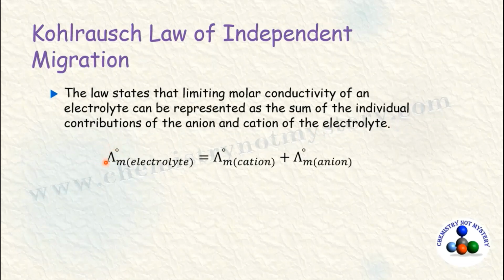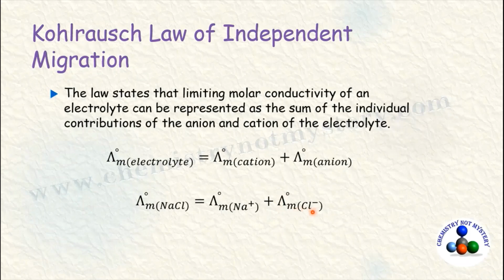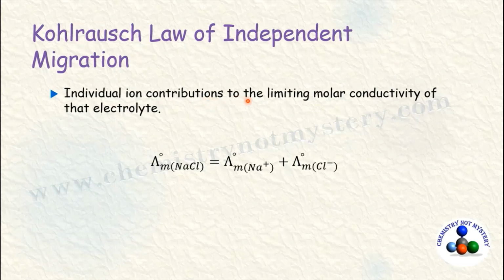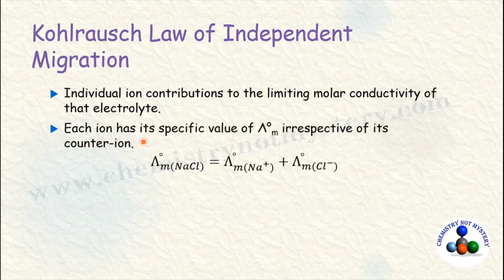That means limiting molar conductivity of an electrolyte is the sum of limiting molar conductivity of cation and limiting molar conductivity of anion. For example, limiting molar conductivity of NaCl is the sum of limiting molar conductivity of Na plus ion and limiting molar conductivity of Cl negative ion. Or in other words, each individual ion contributes to the limiting molar conductivity of that electrolyte. Each ion has its specific value for limiting molar conductivity, irrespective of its counter ion.